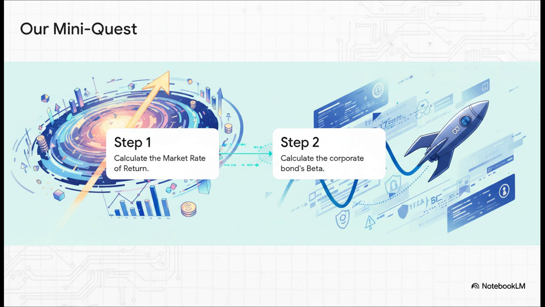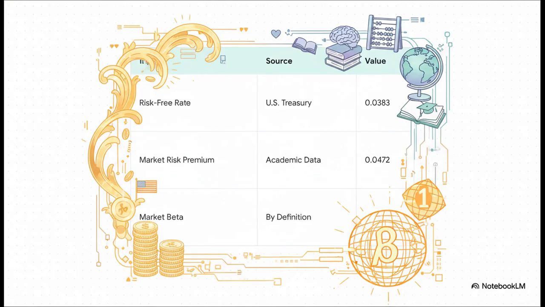First, we figure out what the broad market is generally returning. Then, we figure out how our specific bond tends to move compared to that market. Let's get step one done. Okay, to get that market rate of return, we need three things. We already have our risk-free rate.